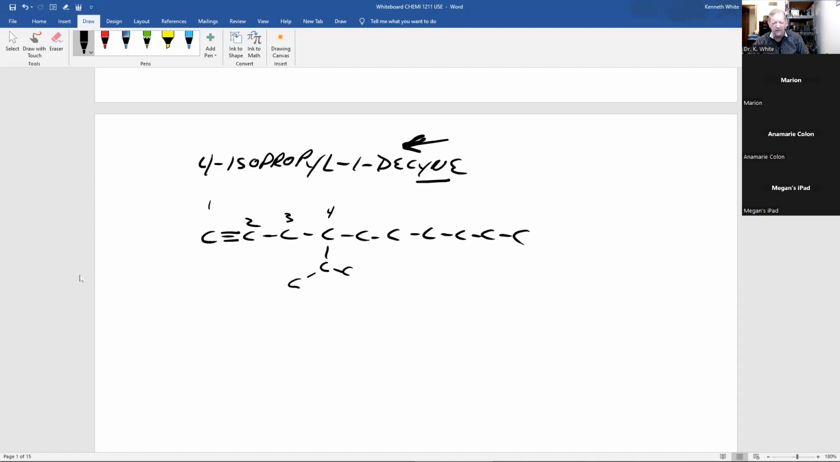An isopropyl group is 3 carbons, and the center carbon is bonded to the chain. And since I know there are 4 bonds to carbon, I can put in the rest of the hydrogens. When you're drawing structures, leave the hydrogens to last. It makes your life a lot easier.